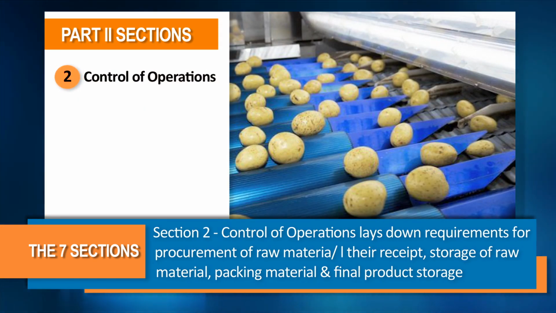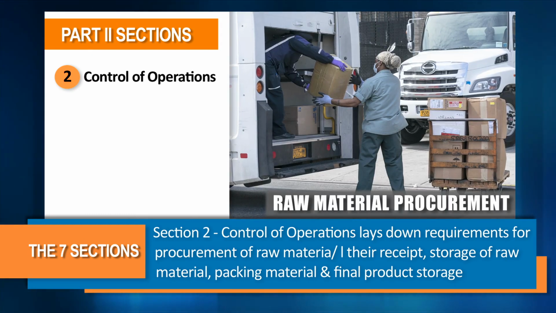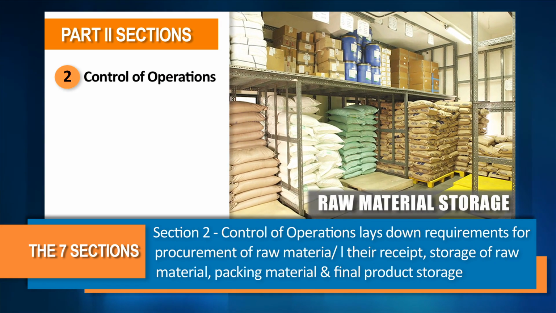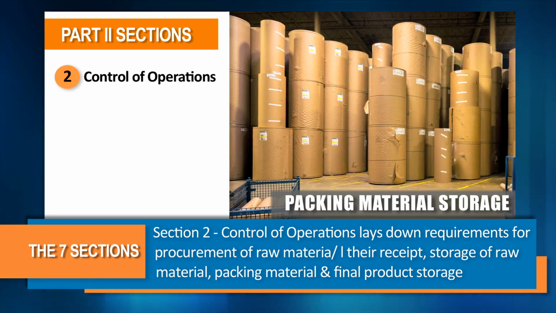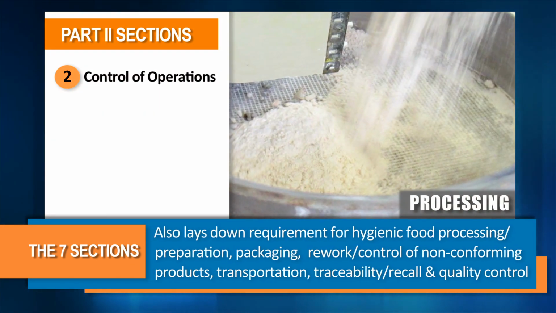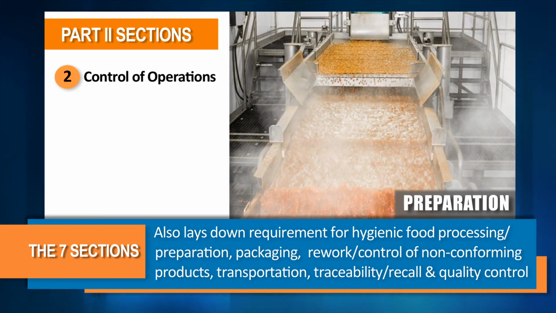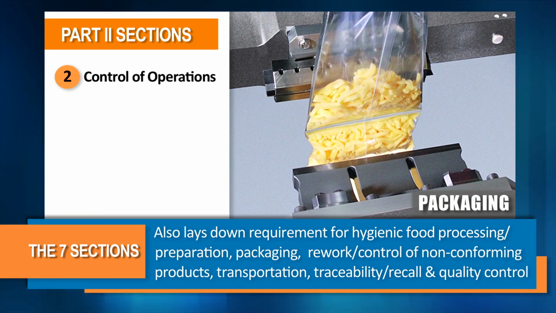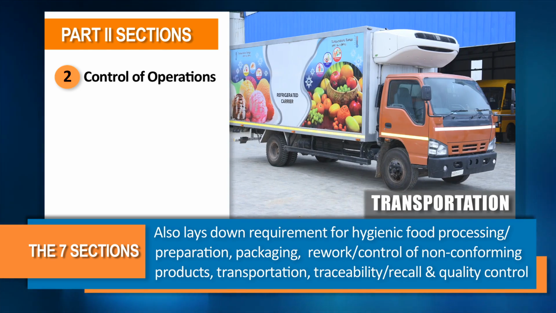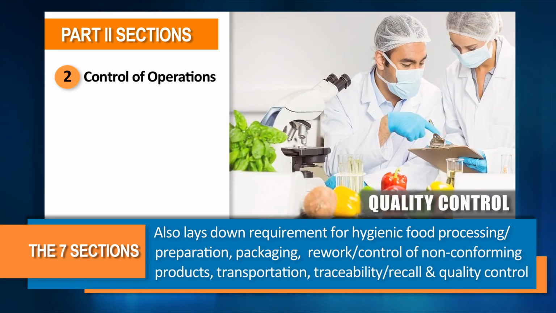Section 2, that is control of operations, lays down requirements for procurement of raw material and their receipt, storage of raw material, packing material, and final product storage in warehouse. It also lays down requirements for hygienic food processing and preparation, packaging of food products, rework and control of non-conforming products, transportation of food products, food traceability and recall, and quality control.